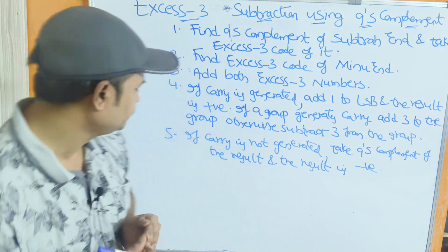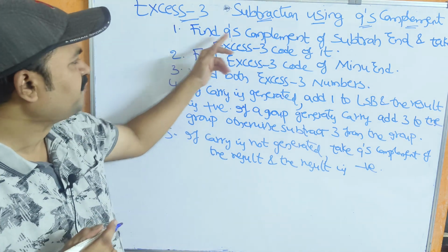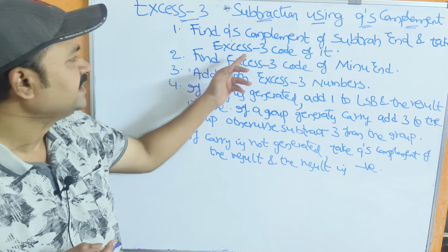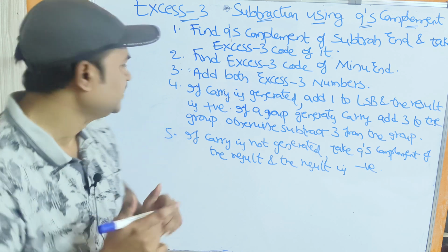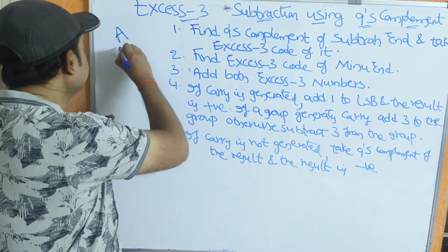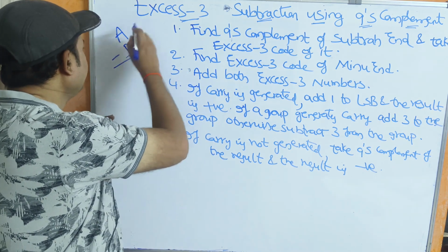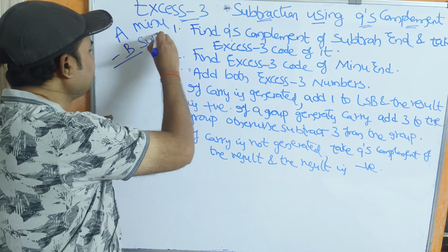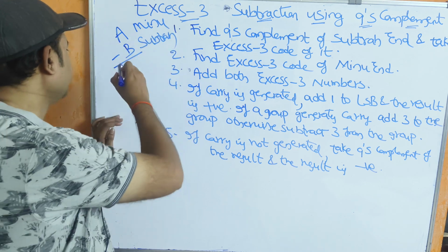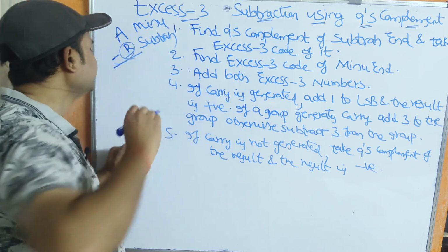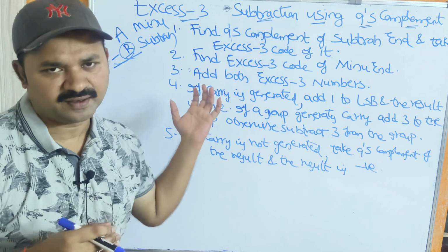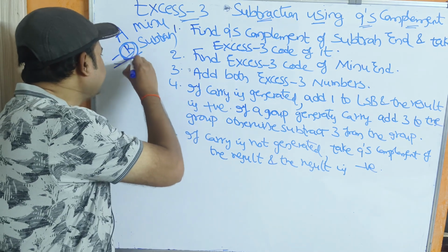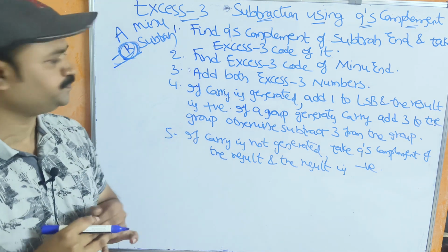Step 1. Find the 9's complement of the subtrahend and take the excess-3 code of it. Let we have two numbers, A and B. We know that the first number is called the minuend, and the second number is called the subtrahend. So first we have to calculate the 9's complement of the second number, as well as take the excess-3 code of the second number.